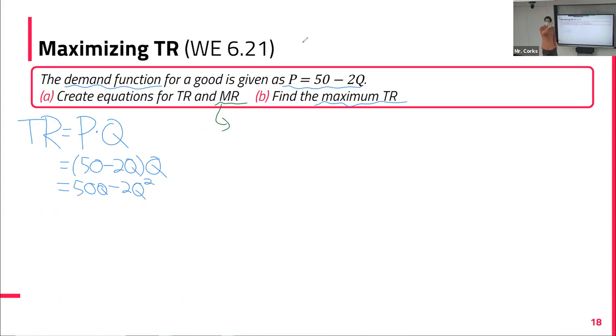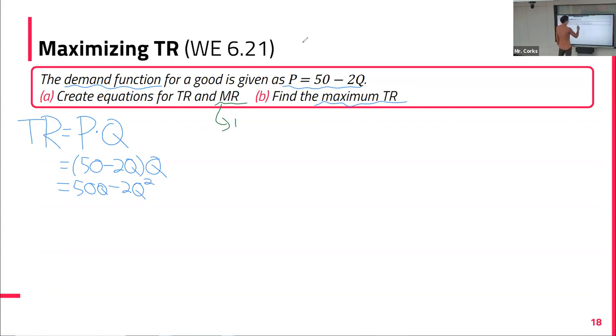Okay, so if Q goes up by 1, how much does total revenue change by? If we go from Q being 100 to Q being 101, how much does total revenue increase or possibly decrease by? What's the change in it? That's marginal. So marginal is what's the change from doing one more thing? If this goes up or down by 1, what's the change in the other thing?